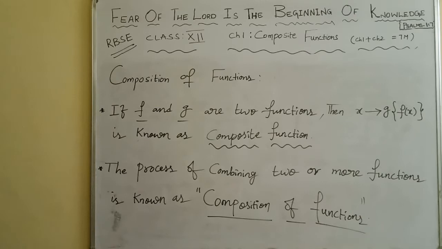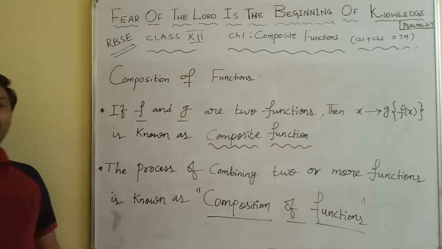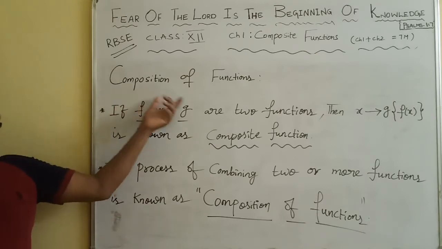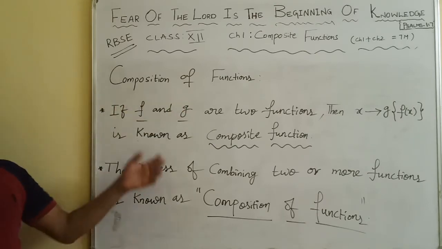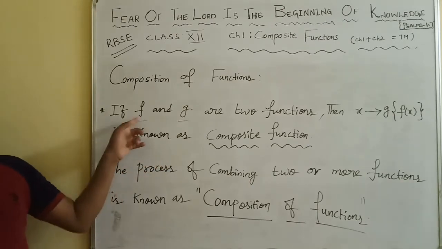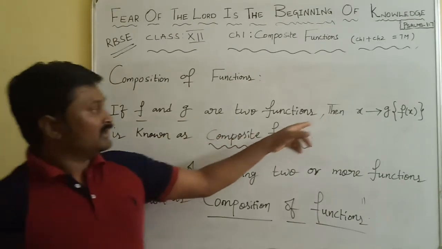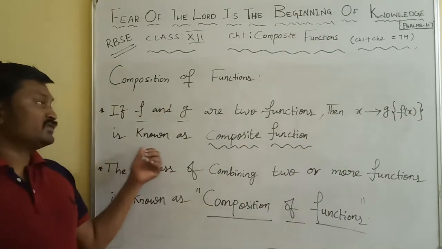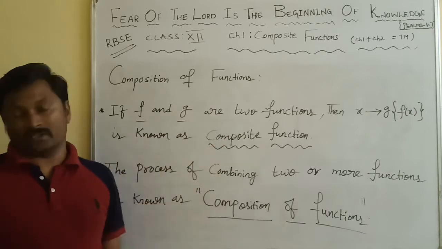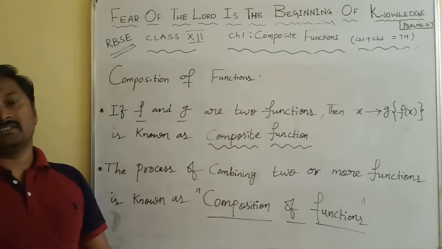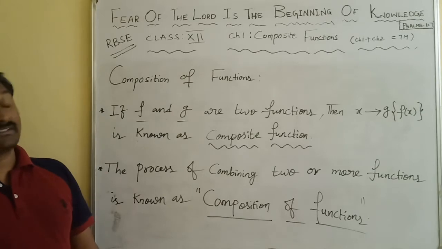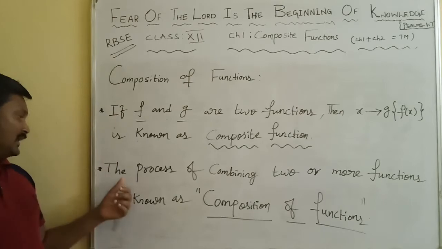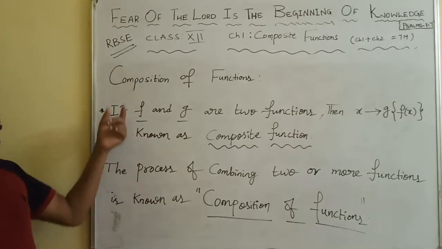Right, today we are going to discuss part 3 introduction, that is composition of functions. Before going to what is composition of functions, we need to know what is a composite function. If f and g are two functions, then x tends to g of f of x is known as a composite function. In other words, g circle f of x is nothing but the composition of functions f and g.